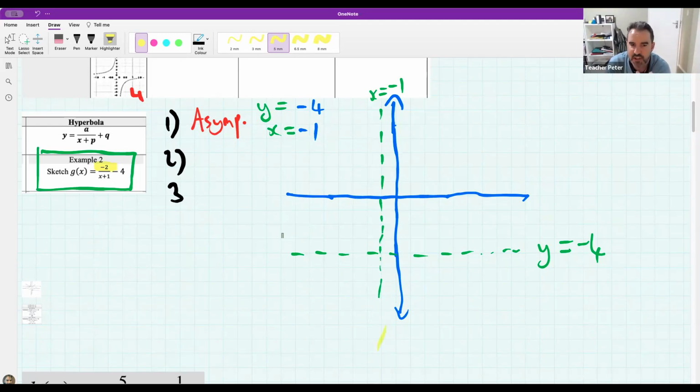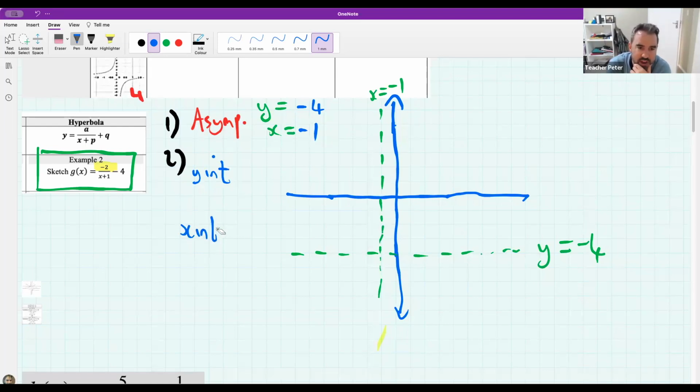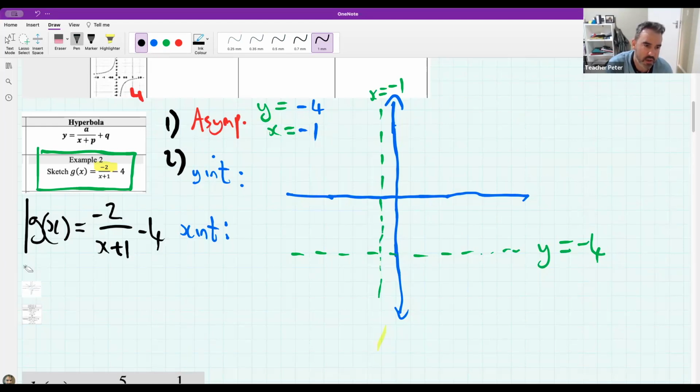So basically, I'm expecting it to be here and to be there. Now, it looks like there should be X and Y intercepts. So we are going to try and find those. I want you to find me the Y intercept, and I want you to find me the X intercept for this hyperbola. I'll even make that equation a little bigger so you can see it. That is the equation of the hyperbola.